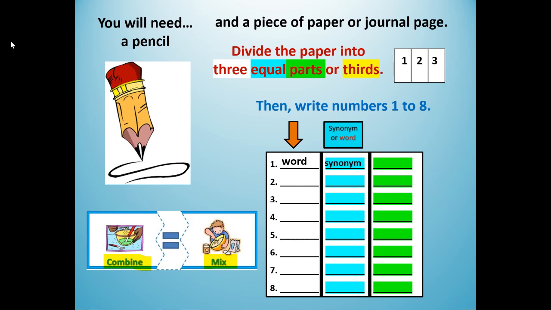You can also write a short definition, or if you can't think of a synonym, you could write the word a second time. And then in the third column, I want you to draw a quick picture or sketch for each of the 8 vocabulary words.